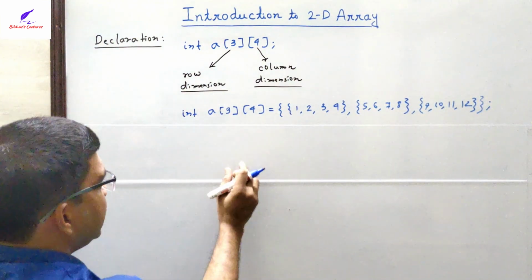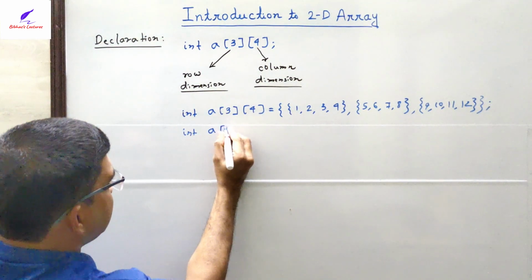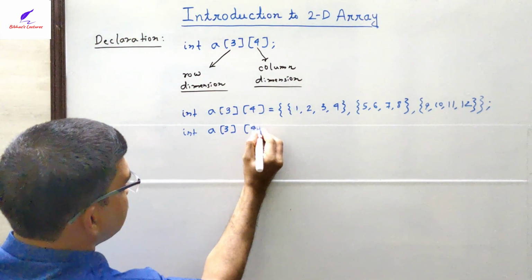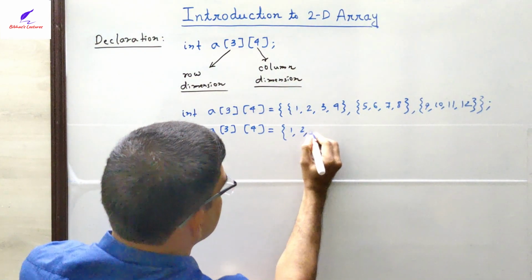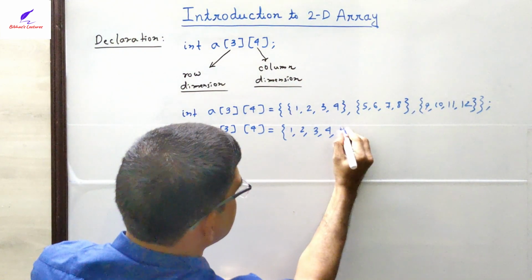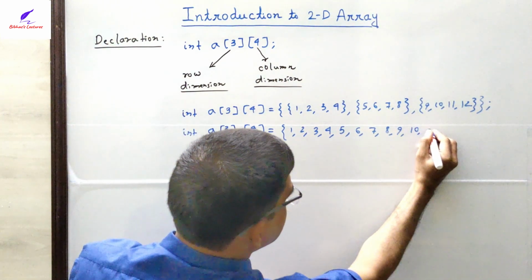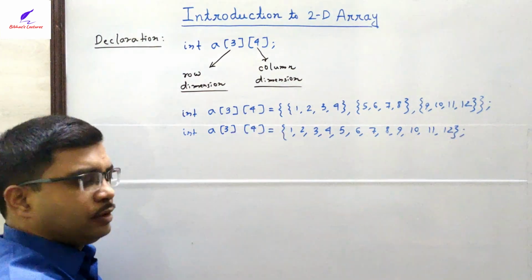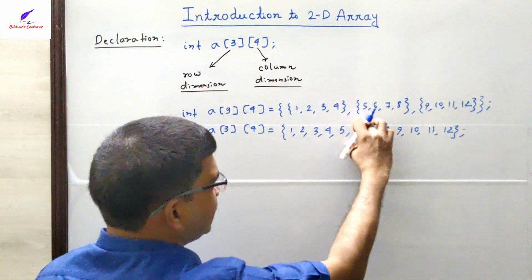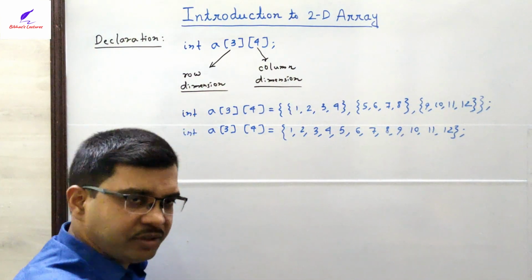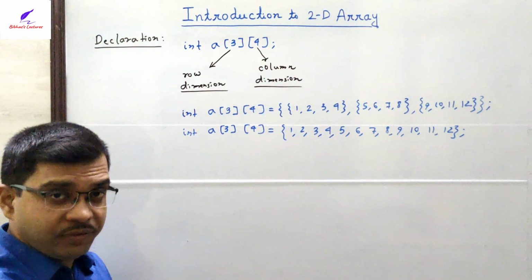Now it can be declared also like this, int a[3][4]. You can mention all the elements like this, 1 2 3 4 5 6 7 8 9 10 11 and 12. So this 2D array can also be viewed like this. That means you can assign all the 12 elements separated by comma. So both the declaration and initializations are fine.